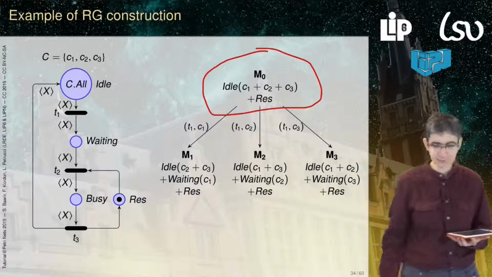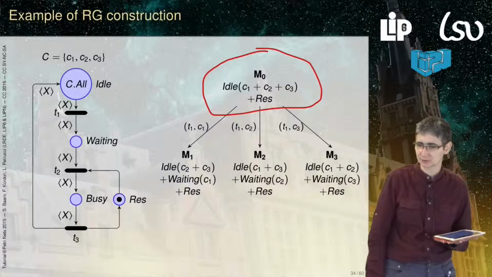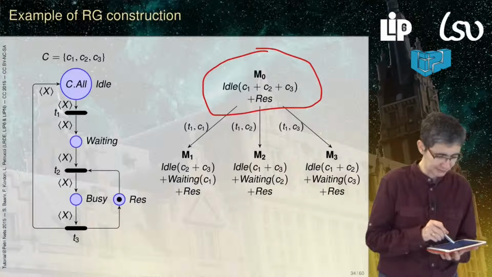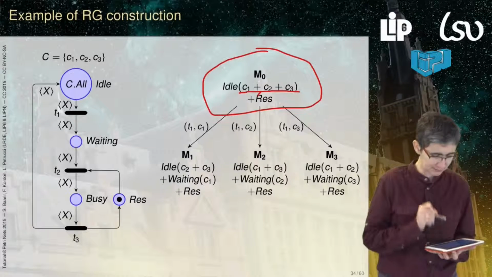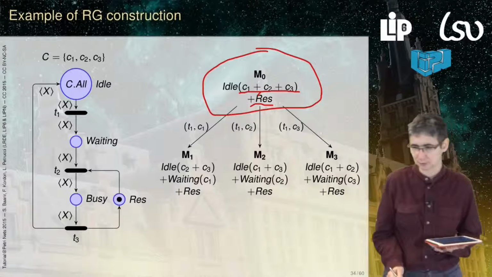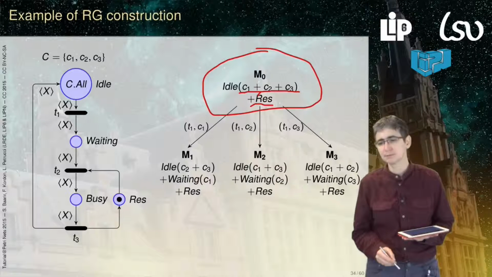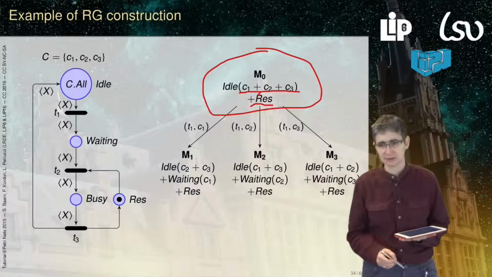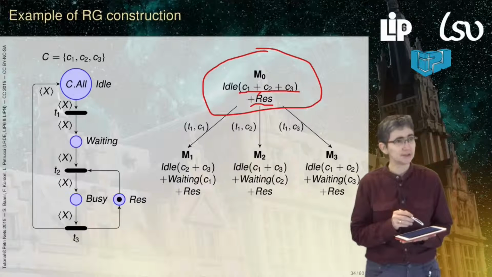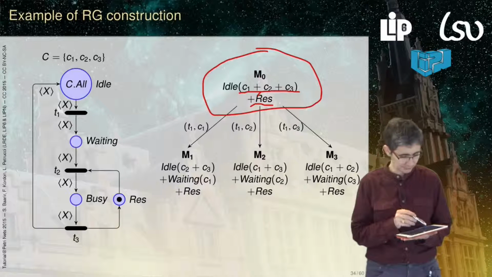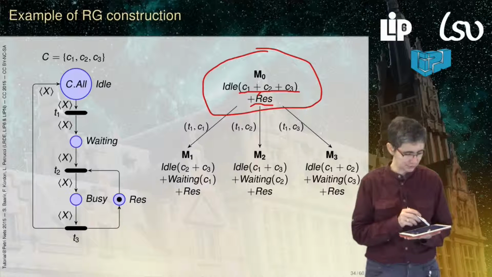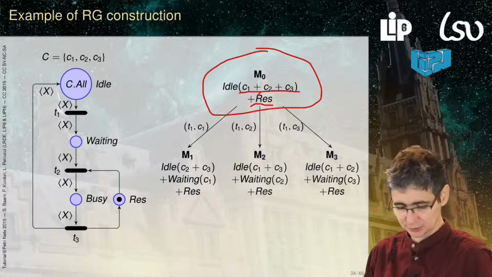So initially, to construct the reachability graph, we construct M0. It contains the token in place idle, the three colors C1, C2, C3, and the resource place is marked by one token. In this marking, you have three possibilities. All of them consist in firing T1. T1 is the only enabled transition, since there is nothing in waiting, so T2 is not enabled. There is nothing in busy, so T3 is not enabled.